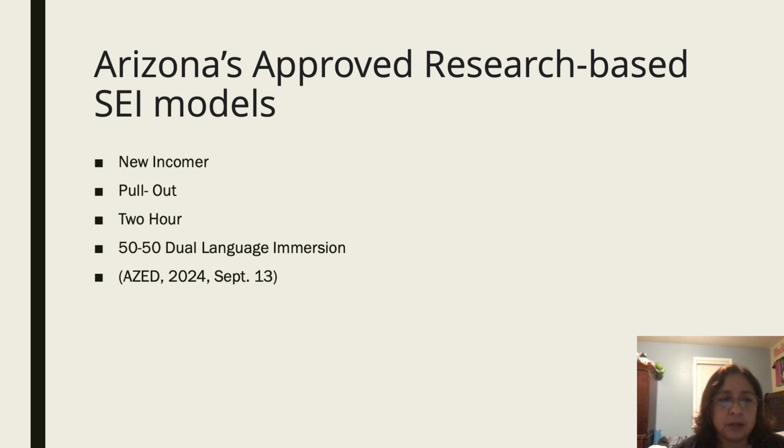The pull out is when students are taken out of the classroom and they are taught English for 2 hours. The 2 hour model is when the student is going to be taught for 2 straight hours of English, just instruction. And the 50-50 is when a student is going to spend 50% of the time learning in their home language and then 50% in English. So those are the four approved base models that Arizona uses.